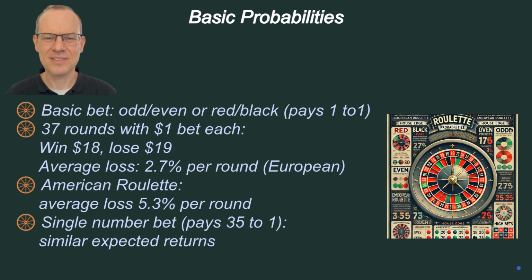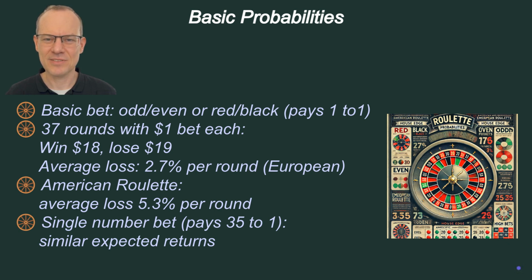Let's calculate the basic probabilities of Roulette. The basic bet is odd, even, or red-black that pays 1 to 1. The probability to win this bet is 18 divided by 37, which is 48.6%. But the chances of winning a bet are less important.